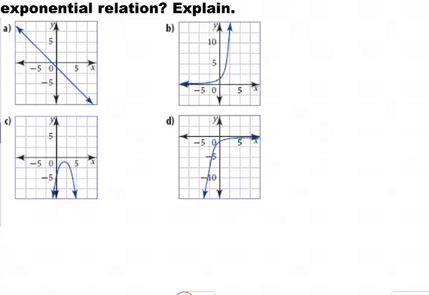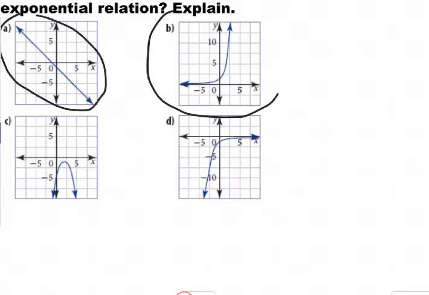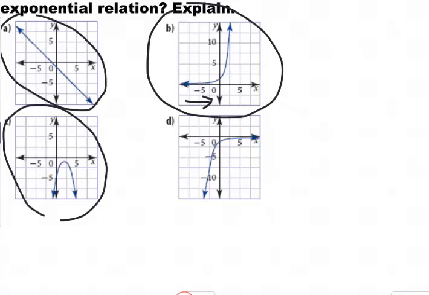The next question says, which of the following graphs represents an exponential relation? Explain. Part A, you can see that this one is a linear relation because it resembles a line. Part B, we can see that as we go from left to right, the value of y is increasing. This represents an exponential growth. This one, part C, represents a quadratic because from left to right you can see that the y value increases up to this point and then starts decreasing here.